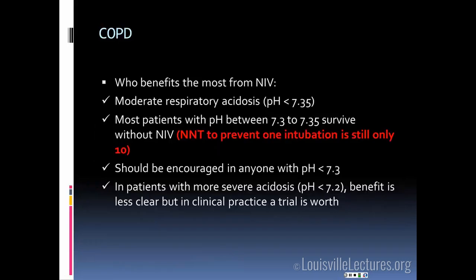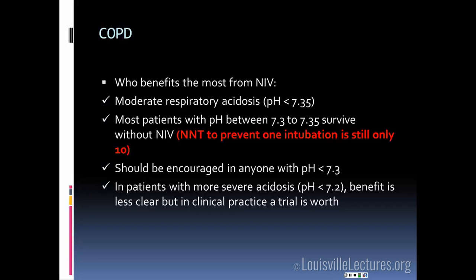So who benefits the most from non-invasive ventilation? Patients with moderate respiratory acidosis, a pH less than 7.35. Most patients with a pH between 7.3 and 7.35 will survive even without non-invasive ventilation. But with non-invasive ventilation, you're going to prevent one intubation out of every 10 patients that you treat. So that is remarkable as well. It should be strongly encouraged for anyone with a pH less than 7.3.